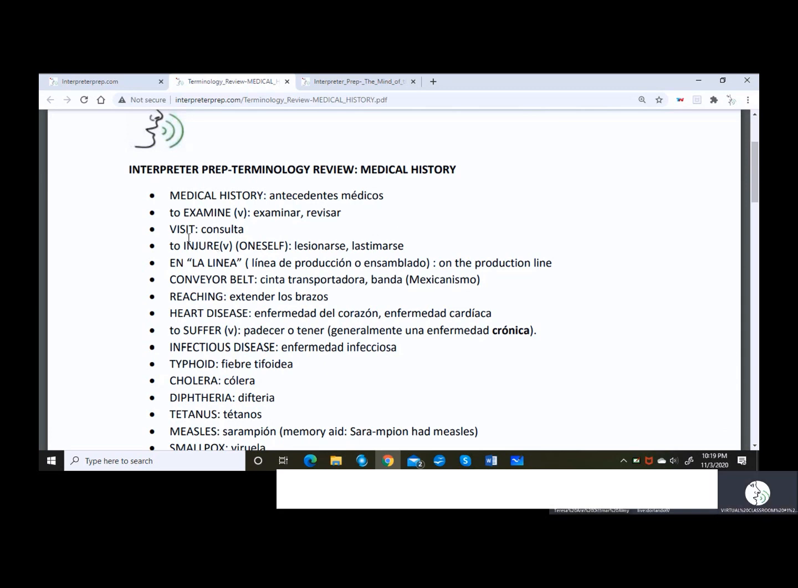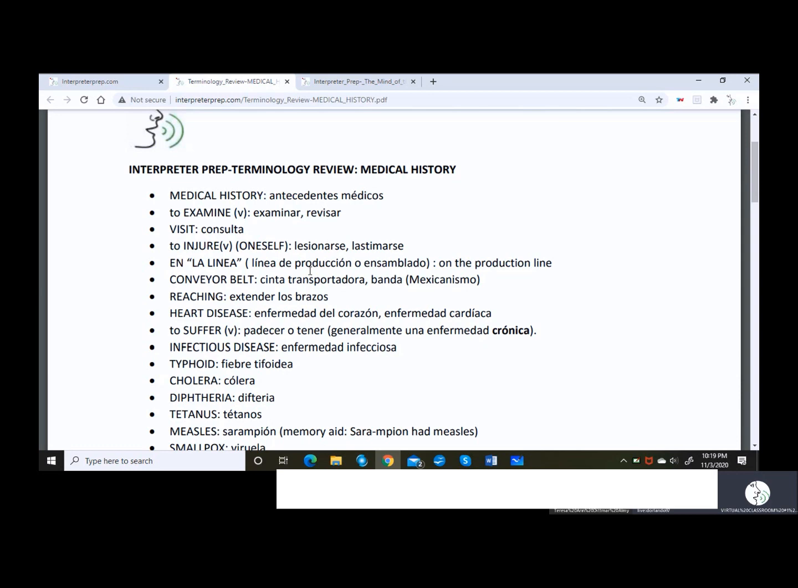Yeah. And Terry, the verb to examine. Examinar. Okay. Could also be revisar. Explorar is another one. Okay. And David, visit. Consulta. And Terry, the verb to injure, like to injure oneself. Well, I've heard lastimar or lesionar. Both are correct.